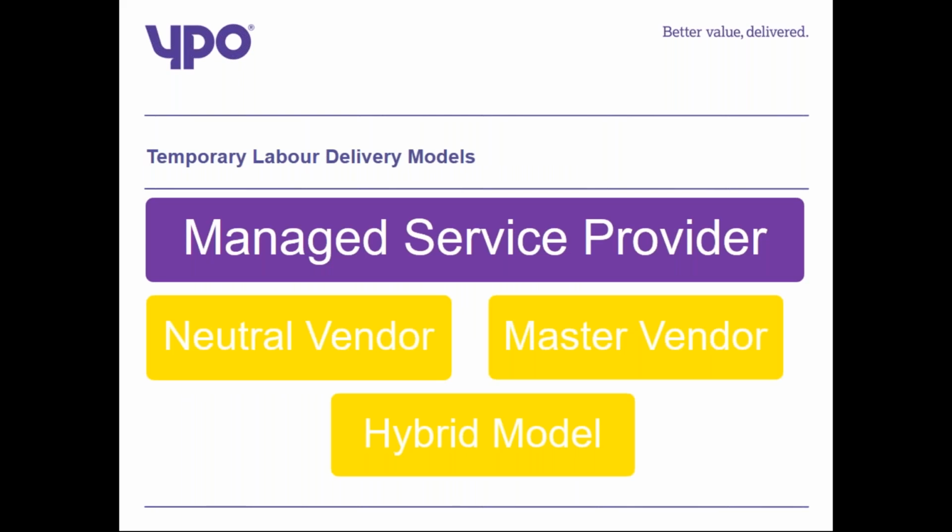I'm going to start by looking at the three traditional models of service delivery within the temporary labour sector. Temporary labour is delivered through a managed service provider, alternatively known as an MSP. About 3 years ago, these were primarily divided into two areas: one, the neutral vendor MSP, and two, the master vendor MSP. Over the last few years, though, we've started to see a shift towards something called the hybrid model. It's now being delivered across several organisations, so let's have a little look at the different models in a little more detail.